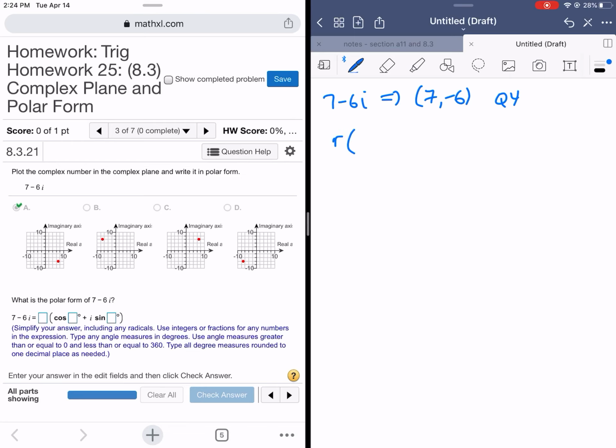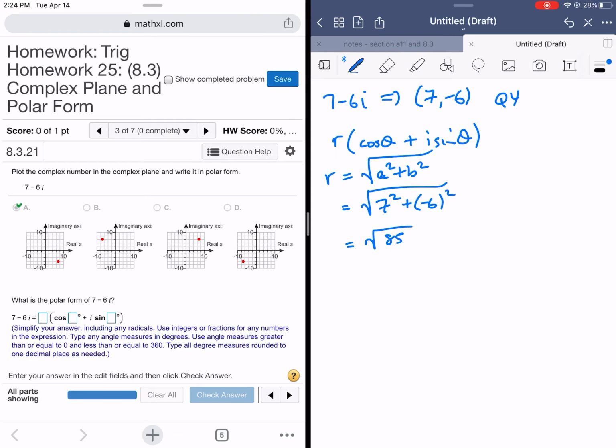Now, the second thing it wants us to do is write the complex number in polar form. So just as a reminder, polar form is r times (cosine theta plus i times sine theta), and we need to find r and theta. To find r, we know that there's a formula. This is going to be the square root of a squared plus b squared, where a is the real part, in this case 7, and b is the imaginary part, in this case negative 6. So this will be the square root of 7 squared plus negative 6 squared, and so that will be 49 plus 36, which ends up giving you the square root of 85.